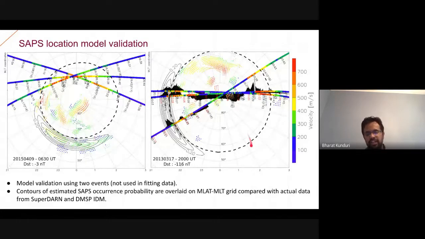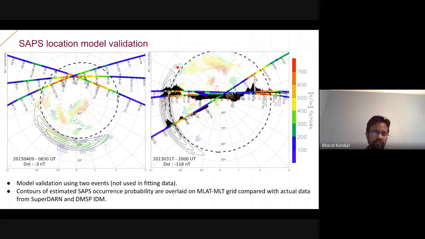And on the right side, I'm taking the famous 2013 St. Patrick's Day storm. This is around 20 UT. So things were so expanded during this storm that SuperDARN was making observations of auroral flows. We were not making any observations of SAPS flows during this event. So I picked data from DMSP satellites. So you can see two different data sets from DMSP satellites overlaid here. The first is electron energy flux, and the second is drift meter data.